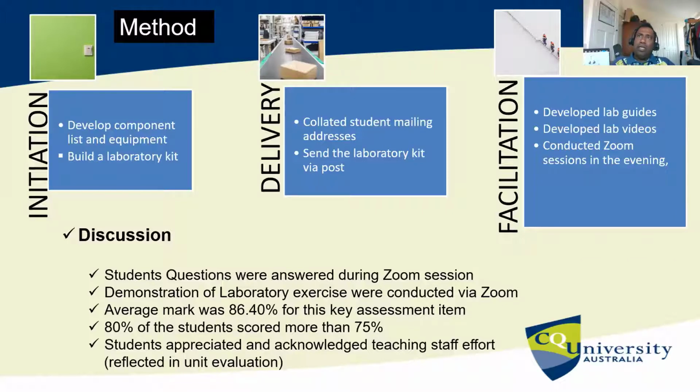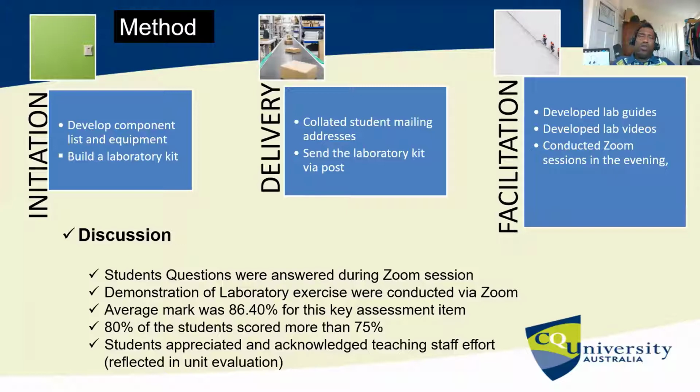The criteria we were facing: we had to find some kind of portable equipment, and that equipment had to meet the needs of the unit experiments, so that using it we can carry out the practicals, the hands-on experiments. So the component list was not a problem, and we developed that component list and the equipment list.